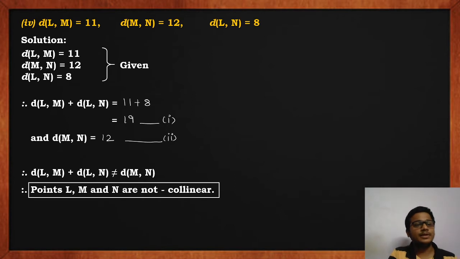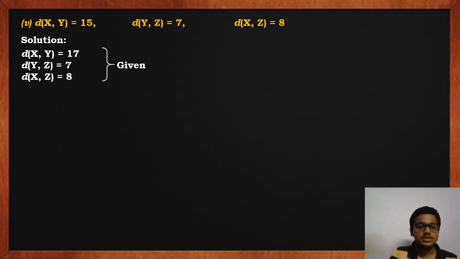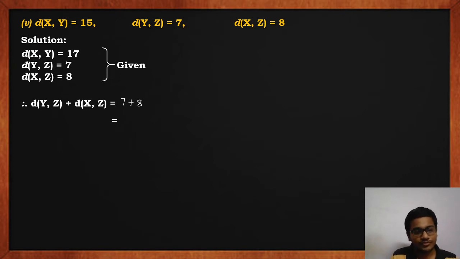Let us move to sum number 5. Sum number 5 is distance XY equal to 15, distance YZ equal to 7 and distance XZ equal to 8. Now in this case also in the solution, we'll write all the three distances in sequential order. Ignore the greatest value of distance, like your distance XY equal to 17 will be ignored. Add the remaining two distances, that is distance YZ plus distance XZ, that is equal to 7 plus 8. 8 plus 7 is equal to 15.